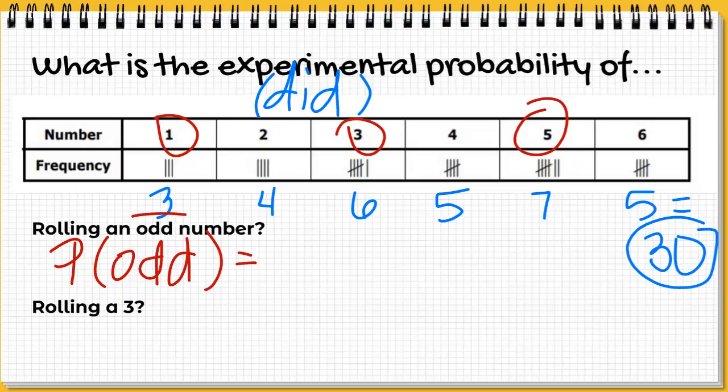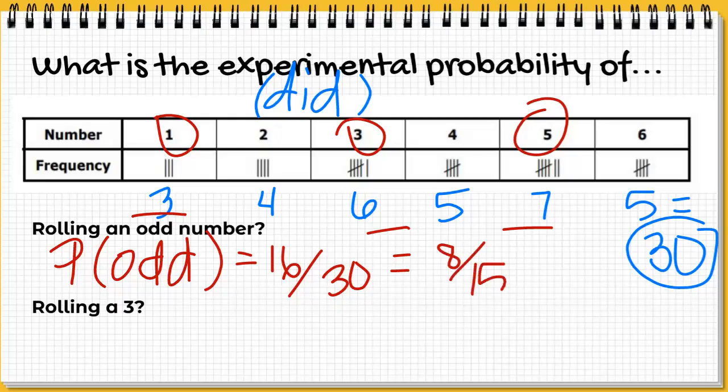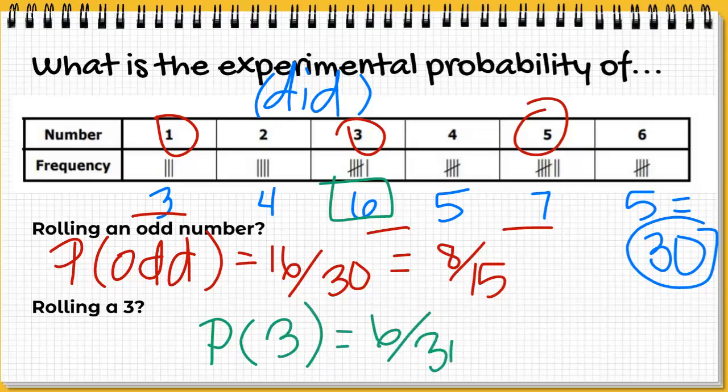Well, 1 is odd, 3 is odd, and 5 is odd. So when I look at the frequency that we rolled odds, I see that we rolled them 16 times out of the 30 total, which I can simplify to 8/15. When we look at rolling a 3, I see that we only rolled a 3 6 times. So the probability of rolling that 3 was 6 out of 30, which I can simplify to an equivalent ratio of 1/5.